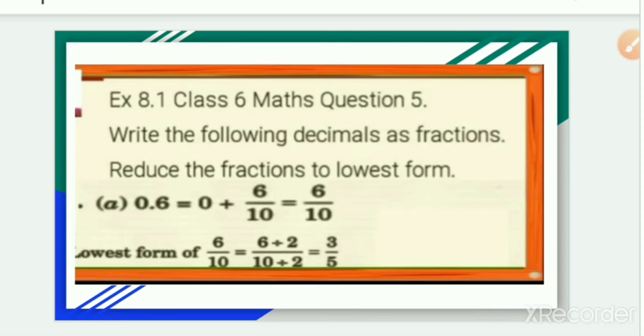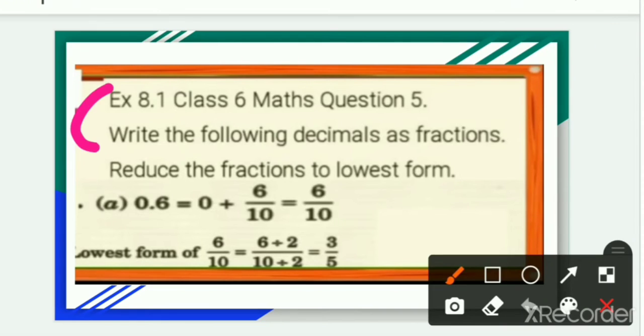Now coming to question number 2, we have to write the following decimals as fractions. Reduce the fraction to the lowest form. First of all, you have to change the decimal into a fraction and then you have to make it to the lowest form. Lowest form means you have to make it into simplest form, right?